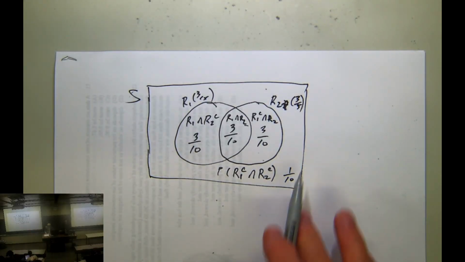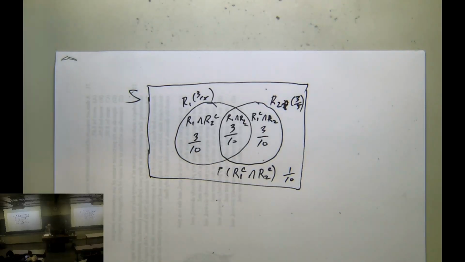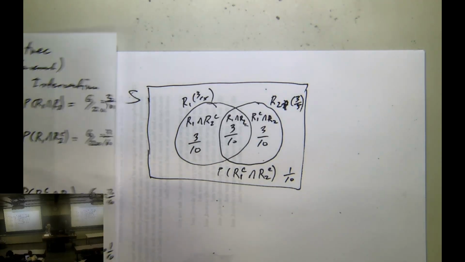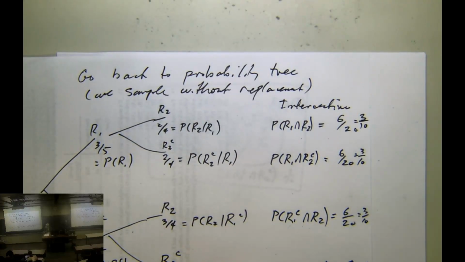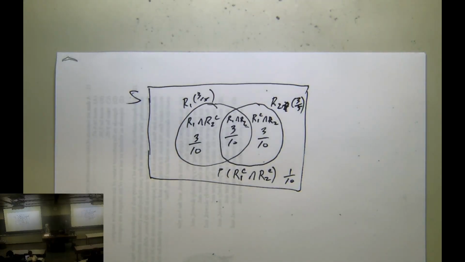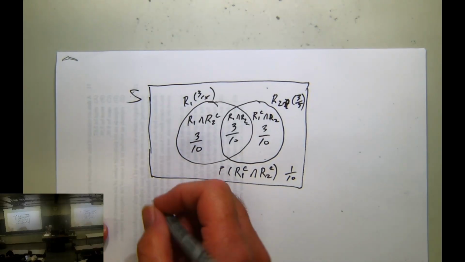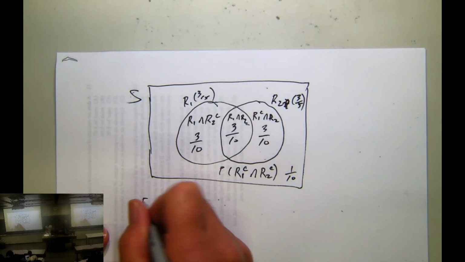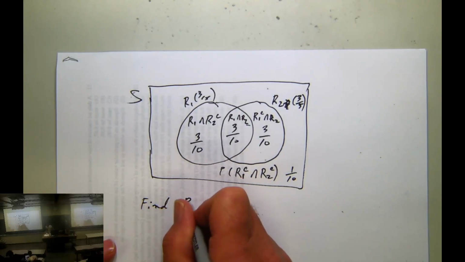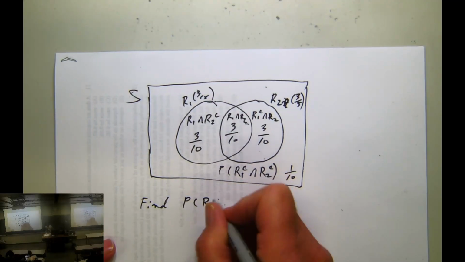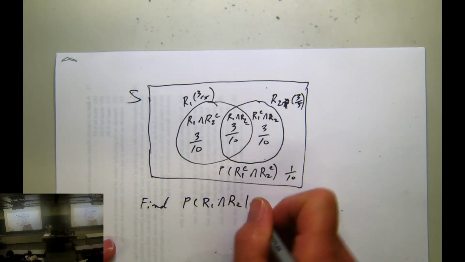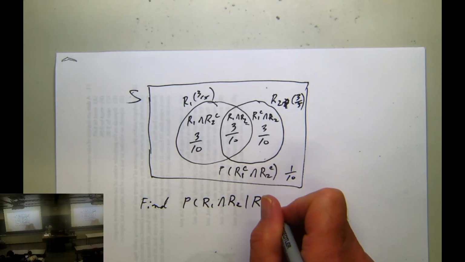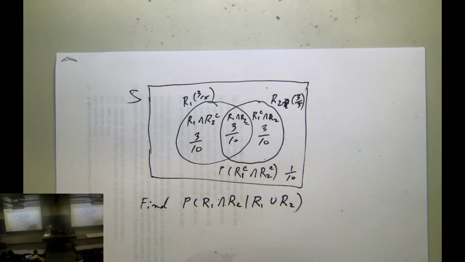Okay, so everything that we've mapped onto this Venn diagram here is the same as what we worked on the probability tree here. Okay, so now let's go back to our original question. So find the probability of R1 intersect R2 given R1 union R2. So let's go through this statement to make sure that this is in fact what we want.